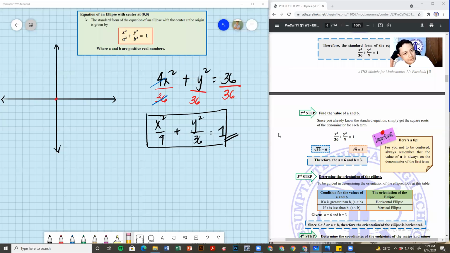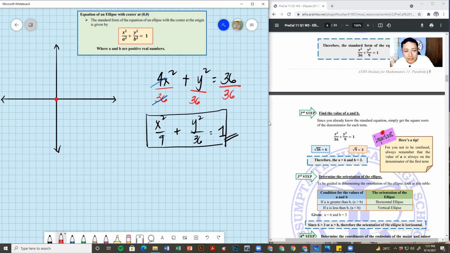Okay, so we ended with this, identifying the standard form of an ellipse with center at 0, 0. The next thing to do is to graph this. For us to graph this, let's first identify the center. Since the center is at 0, 0, the origin is our center.